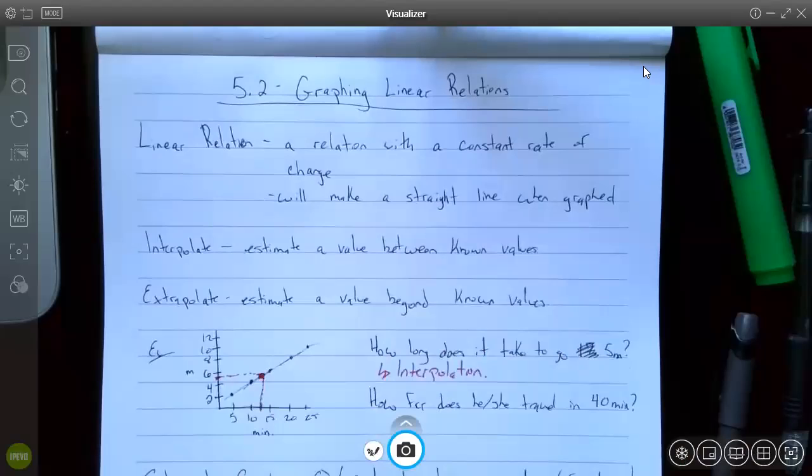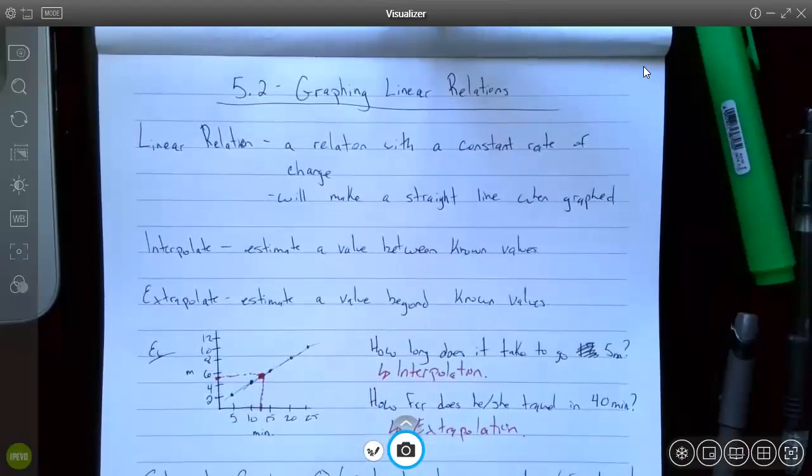On the other hand, when it says how far does he or she travel in 40 minutes, 40 minutes is beyond the information that we've been given. This graph only goes up to 25 minutes. And so in order to predict that, we would be estimating beyond where this graph ends, beyond our known values. And so to guess that, it would be extrapolation.